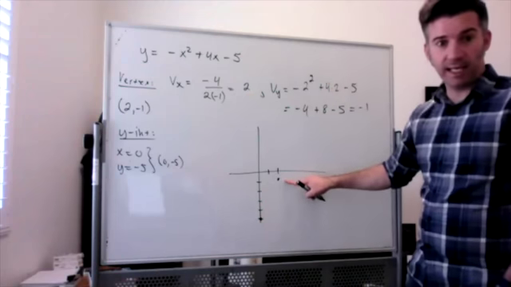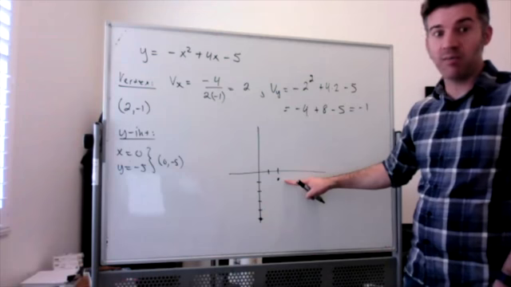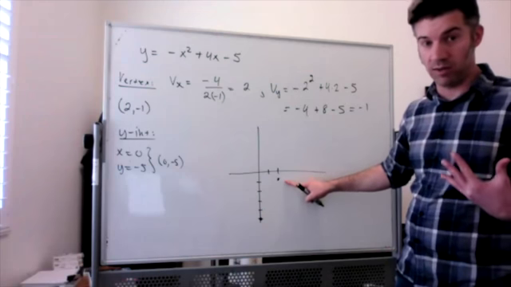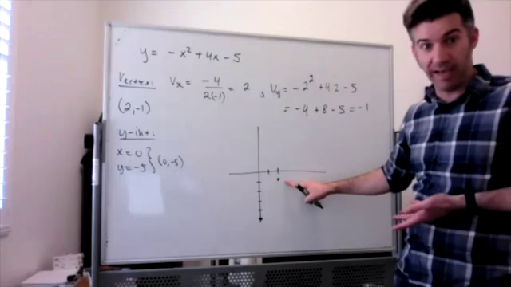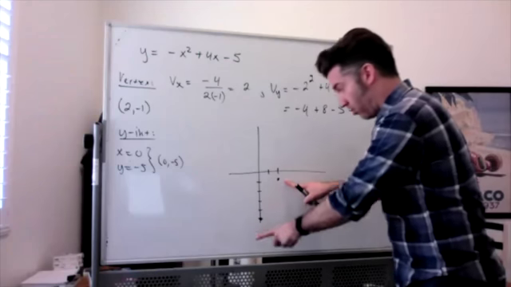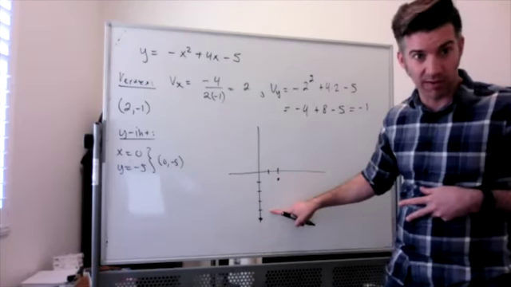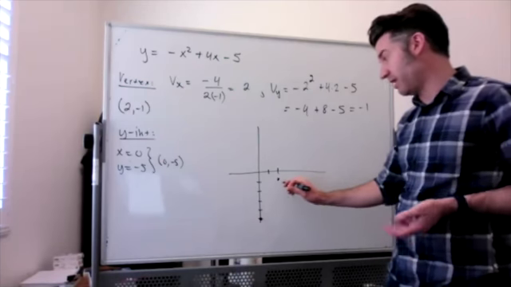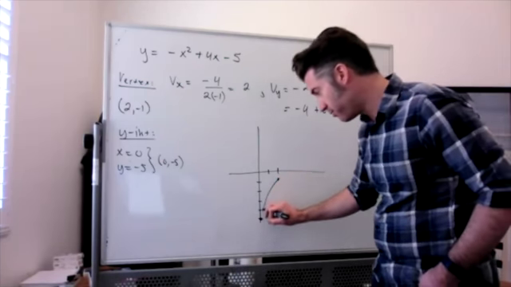So there's my vertex. It's either the highest point or the lowest point. It's got to be one of those two things. It's got to be the highest point, one, because we know it opens downwards, and two, because there's a point lower than it. So seeing that, and in fact, we can even graph it.